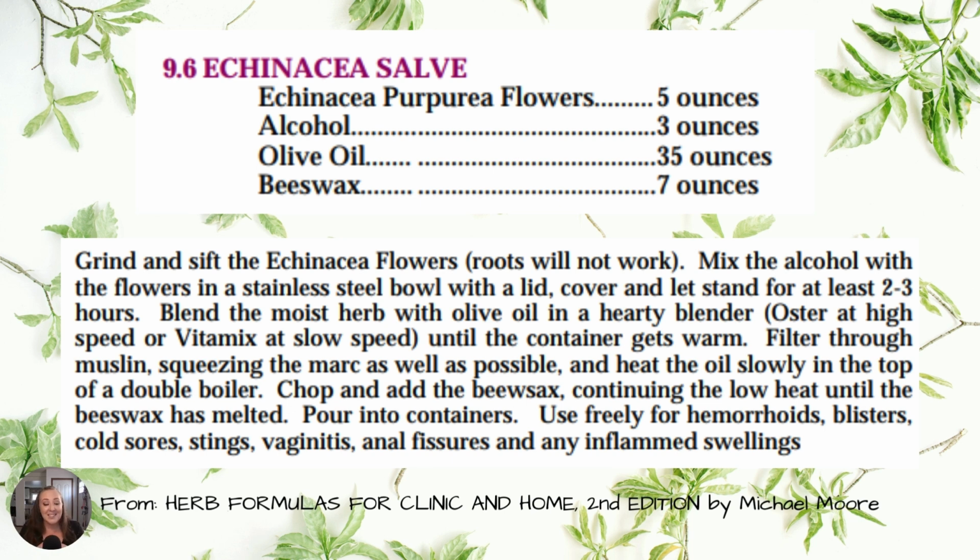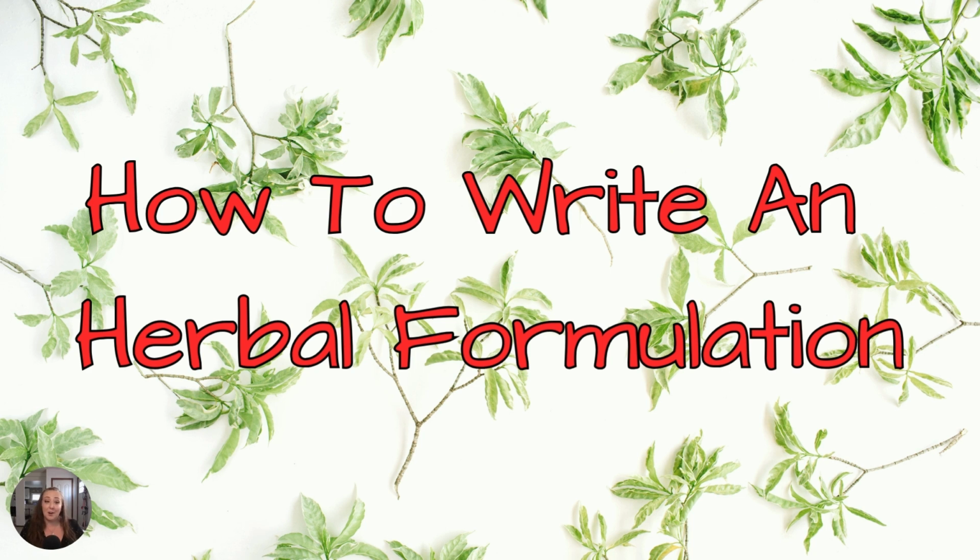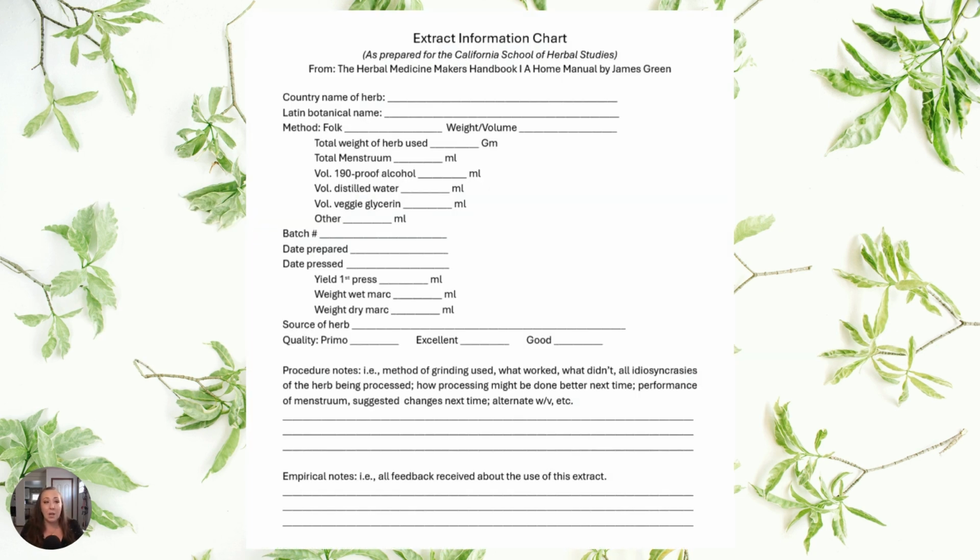Okay, so next, now that we know how to read a formulation, let us write our own. This is how to write an herbal formulation. I like to use this particular form. I got it out of the Herbal Medicine Maker's Handbook by James Green. This is an extract information chart. You would want to put the common name of the herb, write down the Latin and botanical name, and then put your method.